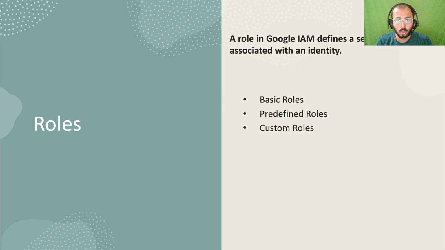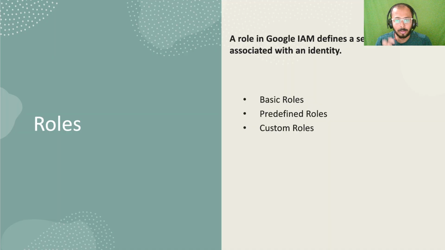The second part is roles. Roles is nothing but a set of permissions that we assign to an identity. Let's say you have to assign a storage admin permission to a specific identity or entity. Storage admin is a set of permissions. Inside that, a lot of permissions are added, and the combination of that is called a role. So a role is a set of permissions that we assign to an identity.